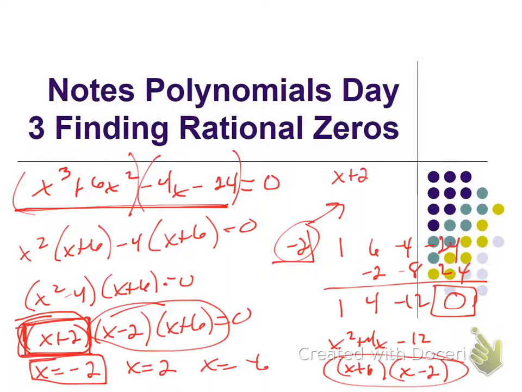So if we knew that all of our solutions were negative 2, 2, and negative 6, that would give us factors of x plus 2, x minus 2, and x plus 6. And if I wanted to get back to the original polynomial, I could just FOIL all that out, distribute all that out, and get back to the original polynomial. I'm going to make that connection a couple more times throughout the notes, but I wanted to get that base down before we get into the rest of the notes.